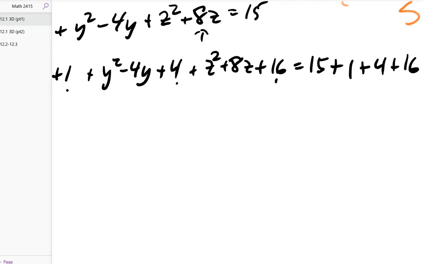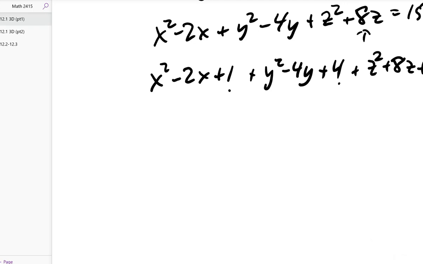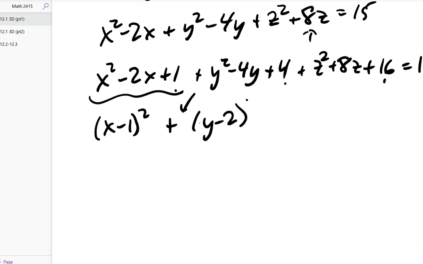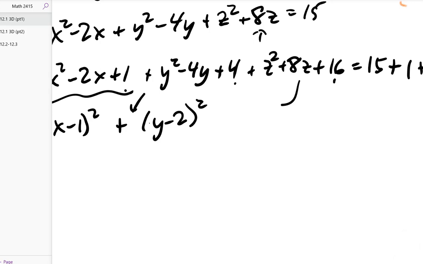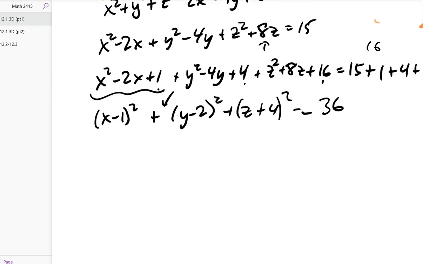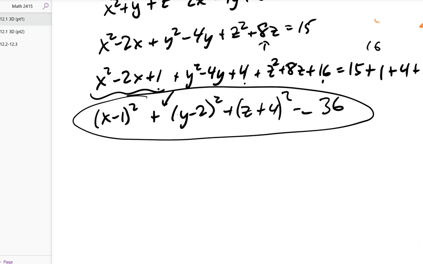All right. So on the left-hand side, when you factor the x term, you get x minus 1 squared. When you factor the y terms, you get y minus 2 squared. And when you factor the z terms, you get z plus 4 quantity squared, like that. All right, and on the right, let's see, 15 and 1 is 16, plus 16 is 36. So what you get here is the equation of your sphere in standard form.